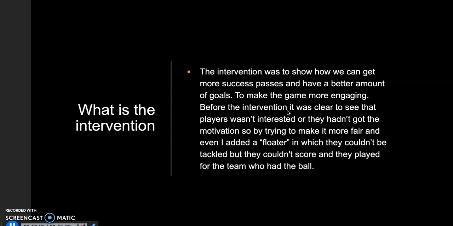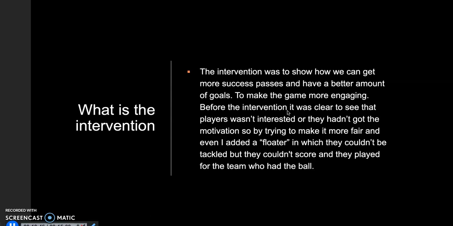So what was my intervention? So the intervention was to show we could get more successful passes and have a better amount of goals to make the game more engaging and potentially keep up with the intensity throughout the game. And that is what we saw in the video analysis, that the intensity stayed high throughout the third set of games, which was when the intervention was there.